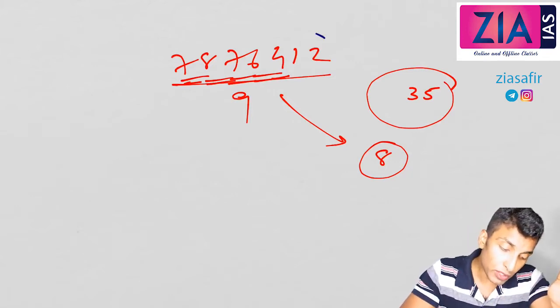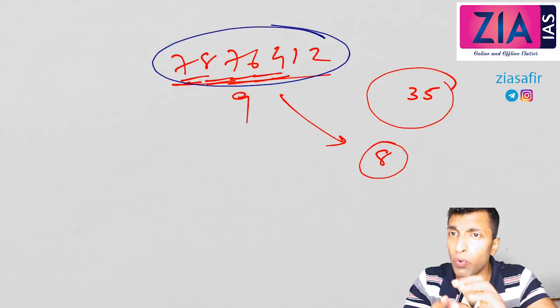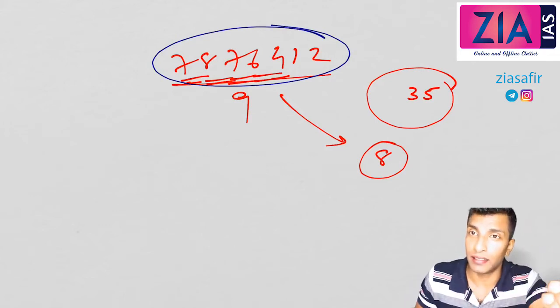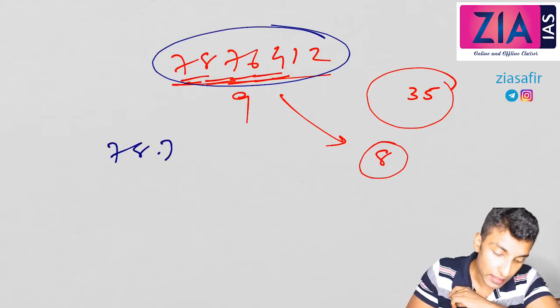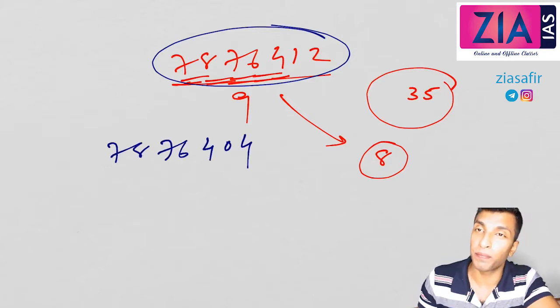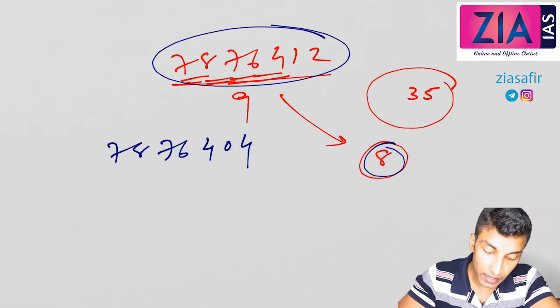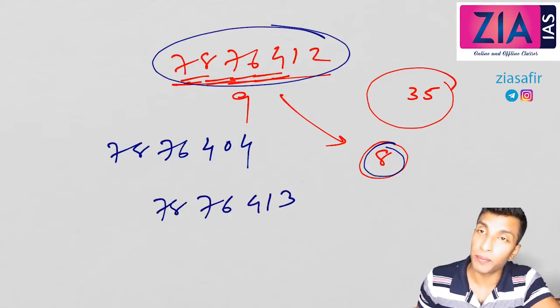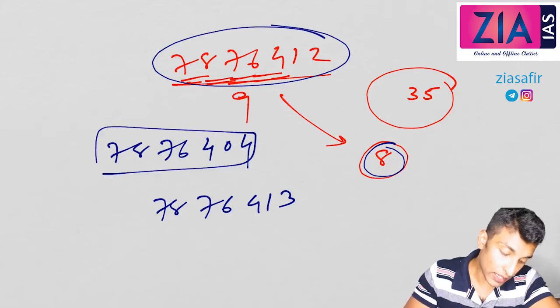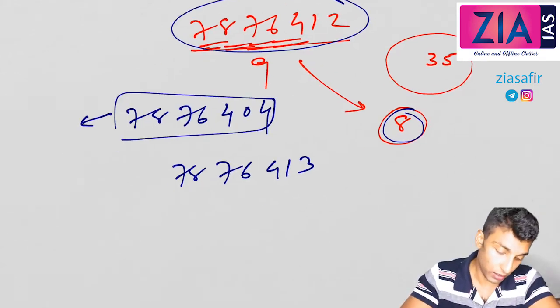Now, if the question is about the previous multiple, what you need to do? Subtract 8. Because 8 extra is there, 8 is the remainder. So subtracting 8 gives 7, 8, 7, 6, 4, 0, 4. If it is the next multiple, this is 8, so one more is required. So 7, 8, 7, 6, 4, 1, 3. Now you can check this, whether you are getting 9 or not when you are adding. You will get it, right?